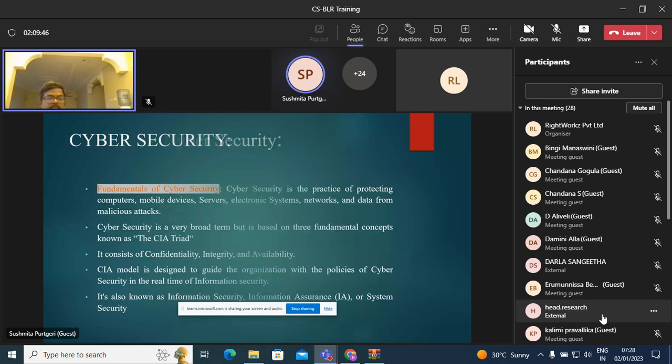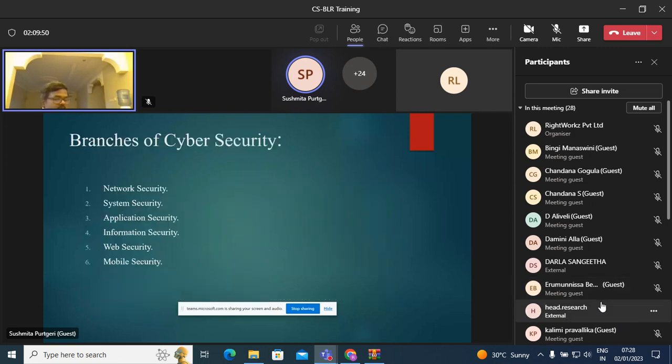Network security refers to a set of rules and configurations to protect the network traffic and data. The second one is system security. System security safeguards the system and the OS from malicious intrusions, modifications, and viruses. And application security protects the application from being hijacked.